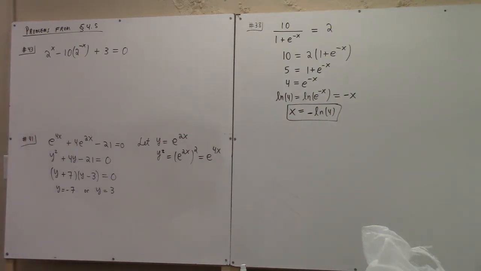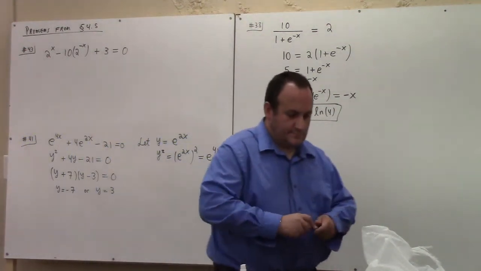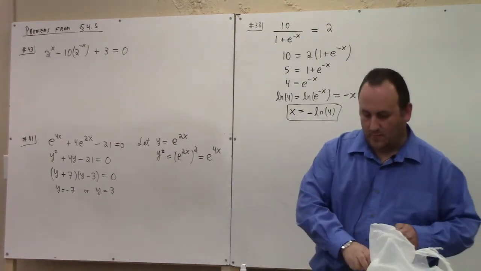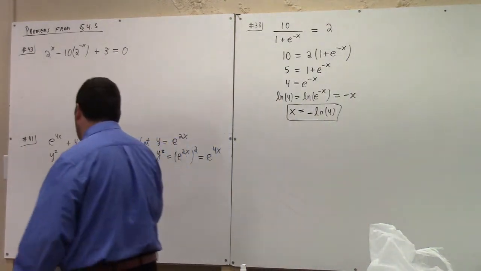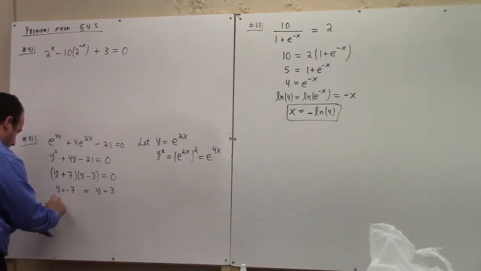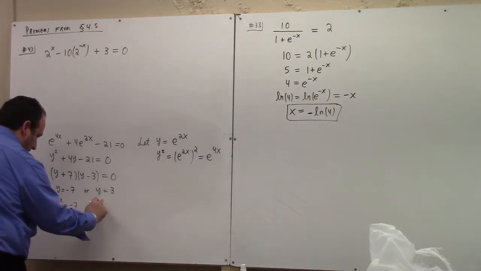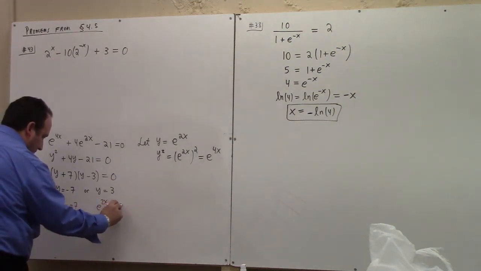Now, are we trying to solve for y? No, we're trying to solve for x, right? So now we have to undo that substitution we made and work back to x. So the equations we face are e to the 2x equal to minus 7, or e to the 2x equal to 3.